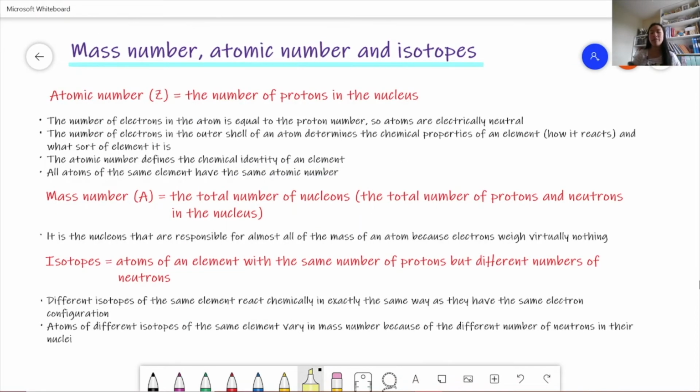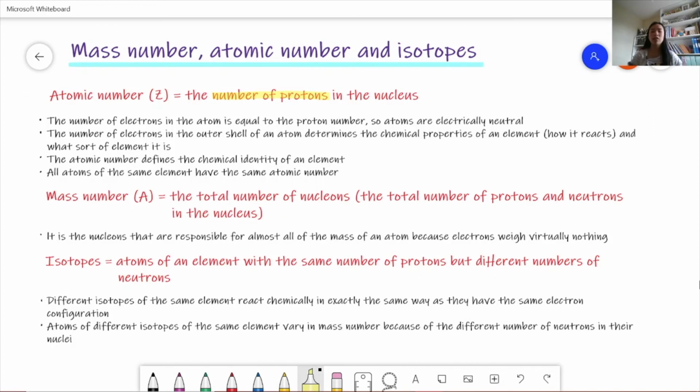Now we're going to have a look at mass number, atomic number, and isotopes. So these are three definitions that you really need to know. And the first is the atomic number. And we sometimes write this as Z. And this is just equal to the number of protons in the nucleus. And so the number of electrons in the atom is equal to the proton number. The proton number is also the atomic number.